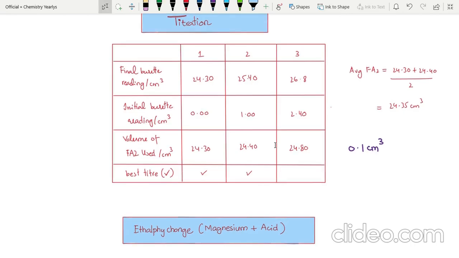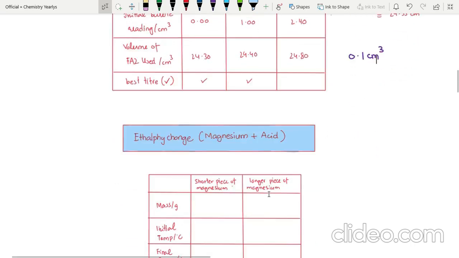Now how do we find the average FA2? After making the table, they ask you to find the average volume of FA2, or anything that was used in the period. Then we take the concordant results, like 24.30 plus 24.40, and divide by the number of readings, which is 2, so we end up with 24.35 cm cube. This was the titration table.